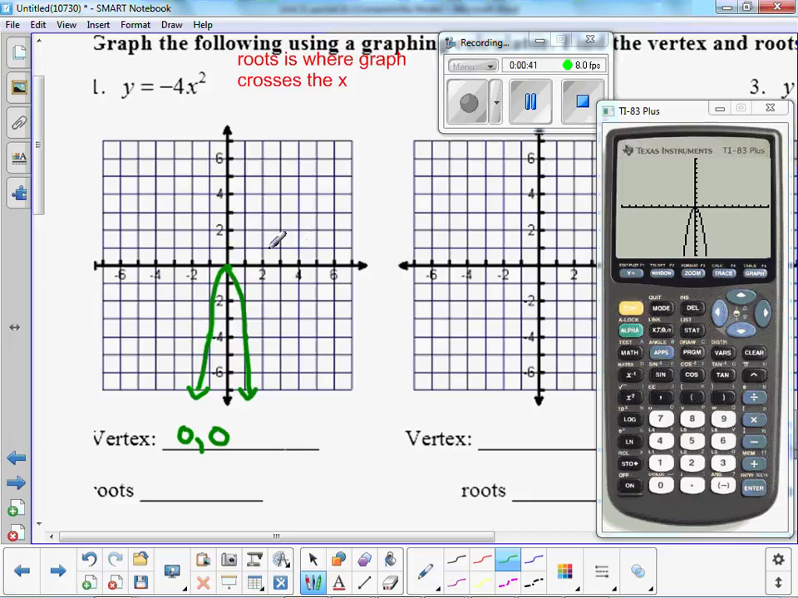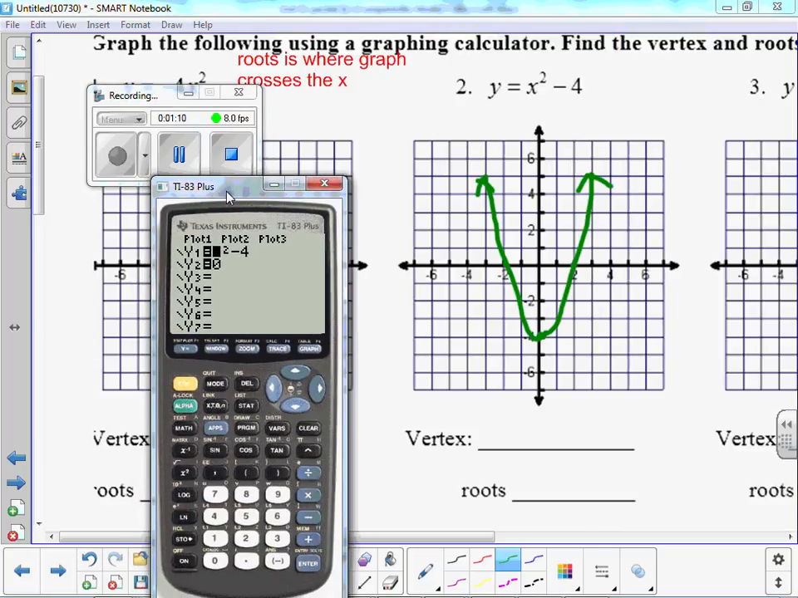To determine the roots, we look at where it crosses the x. So you see here, the roots is where it crosses the x, so it crosses the x at the point 0, 0. So the vertex is 0, 0, and the roots is 0, 0 for this one.